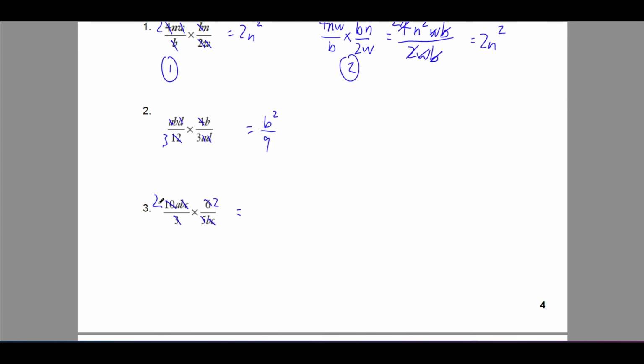So I'm left with what? 2 times a times 2, which gives you 4a. Right. So it's very easy if you do it like this.